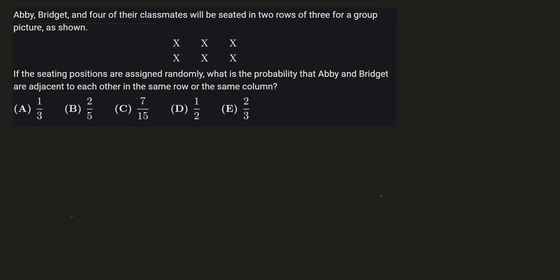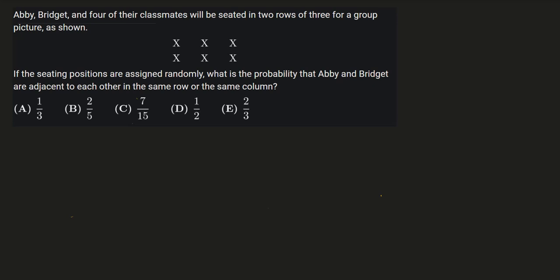Let's look at this problem. Abby, Bridget, and 4 of their classmates will be seated in 2 rows of 3 for a group picture as shown. If the seating positions are assigned randomly, what is the probability that Abby and Bridget are adjacent to each other in the same row or the same column? This is a typical counting problem.